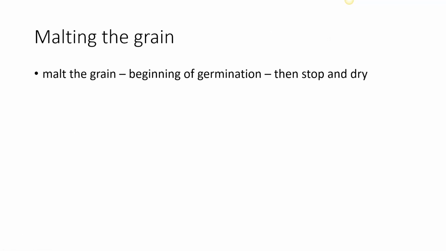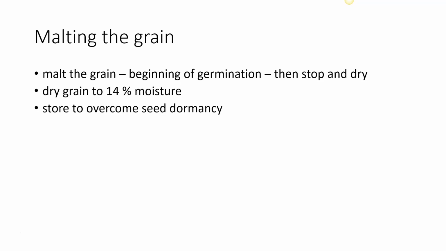We're going to start out with malting the grain. When you malt the grain, you start the germination process. Then you stop the process and you dry the grain down. The grain can be powdered. This speeds or hastens the change of the starch into smaller units, which will allow for faster fermentation. Start out by drying the grain down to 14% moisture. Remember, plant material is normally about 70% moisture. This allows you to store it to overcome seed dormancy.